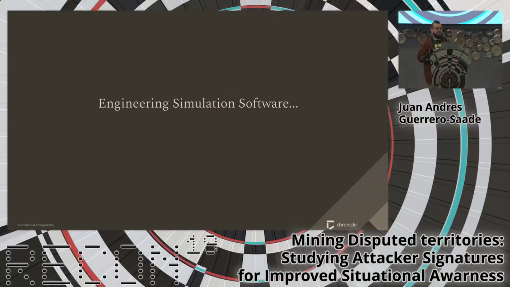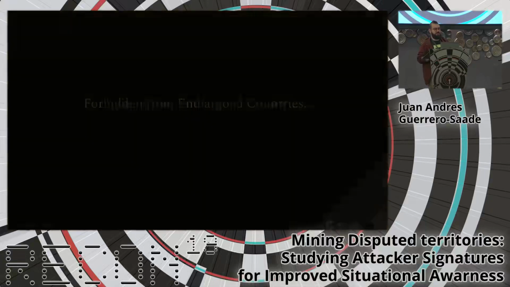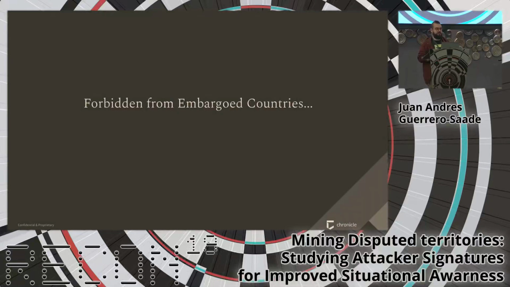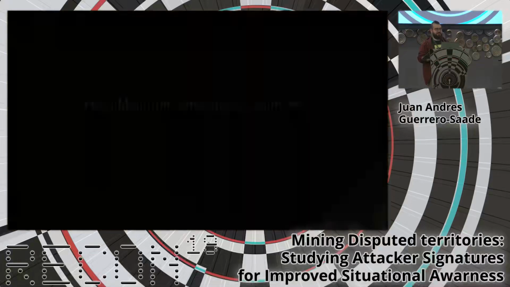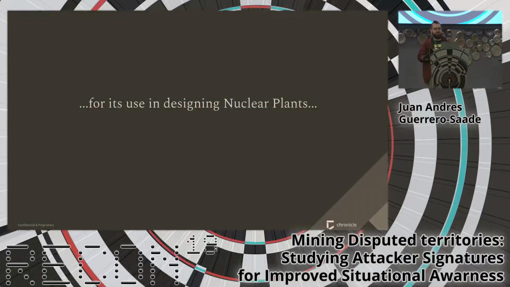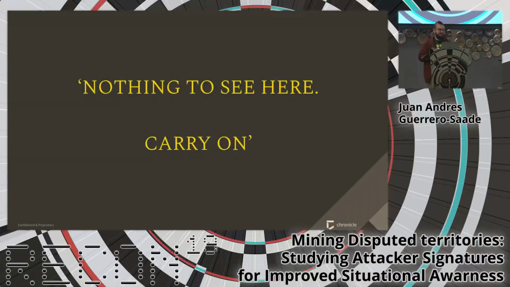So it's engineering simulation software, which I think is particularly interesting because this particular engineering simulation software is actually forbidden in certain countries under embargo or sanctions list. And it is because it's used for designing nuclear plants. So nothing to see here. Carry on.